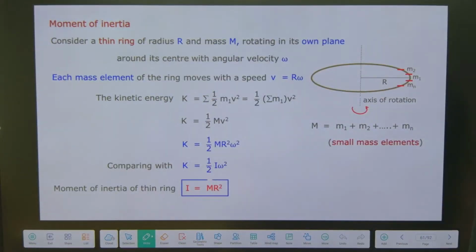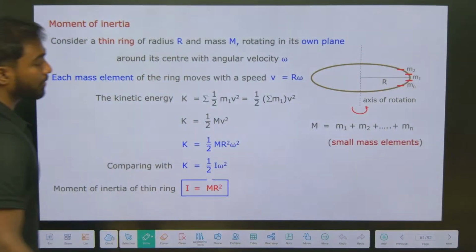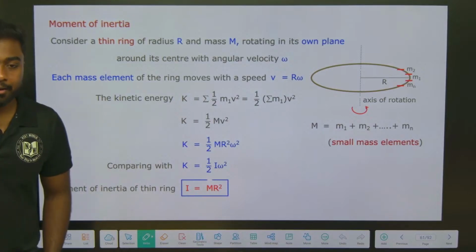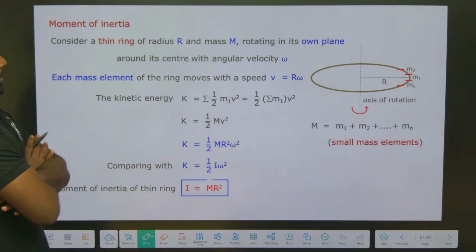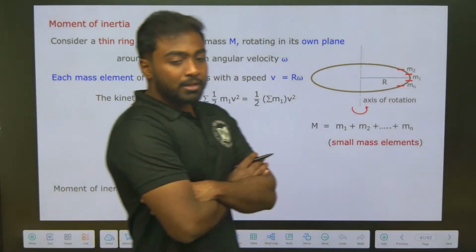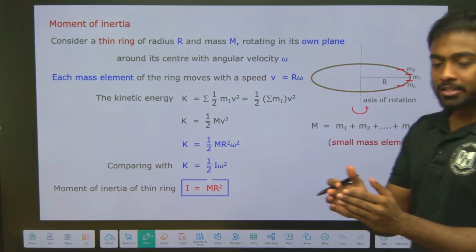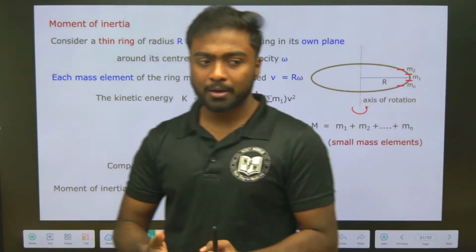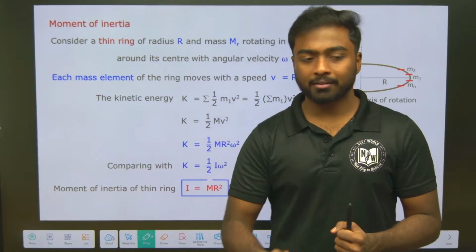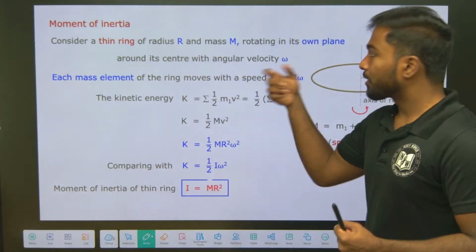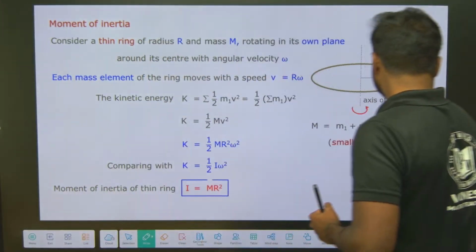So moment of inertia, mr square, and the comparison with kinetic energy and the moment of inertia. Now we need to know the moment of inertia of the different kinds of shapes. Derivations we will do, but we need to understand the formulas. I will give a sheet of the formulas and we'll try to memorize that, no need to derive anything. If a ring is given, what is the moment of inertia? If a rod is given, what is the moment of inertia? We'll see that.